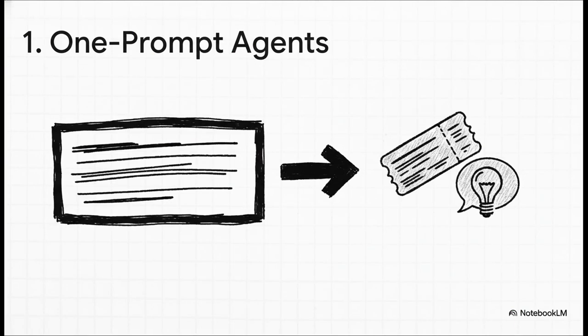First up, the simplest species, one-prompt agents. This is kind of what it sounds like. You give the agent one giant, super detailed set of instructions. The whole task from start to finish is guided by this single master prompt. It's great for things like booking a specific ticket, and it's usually the easiest way to get started.